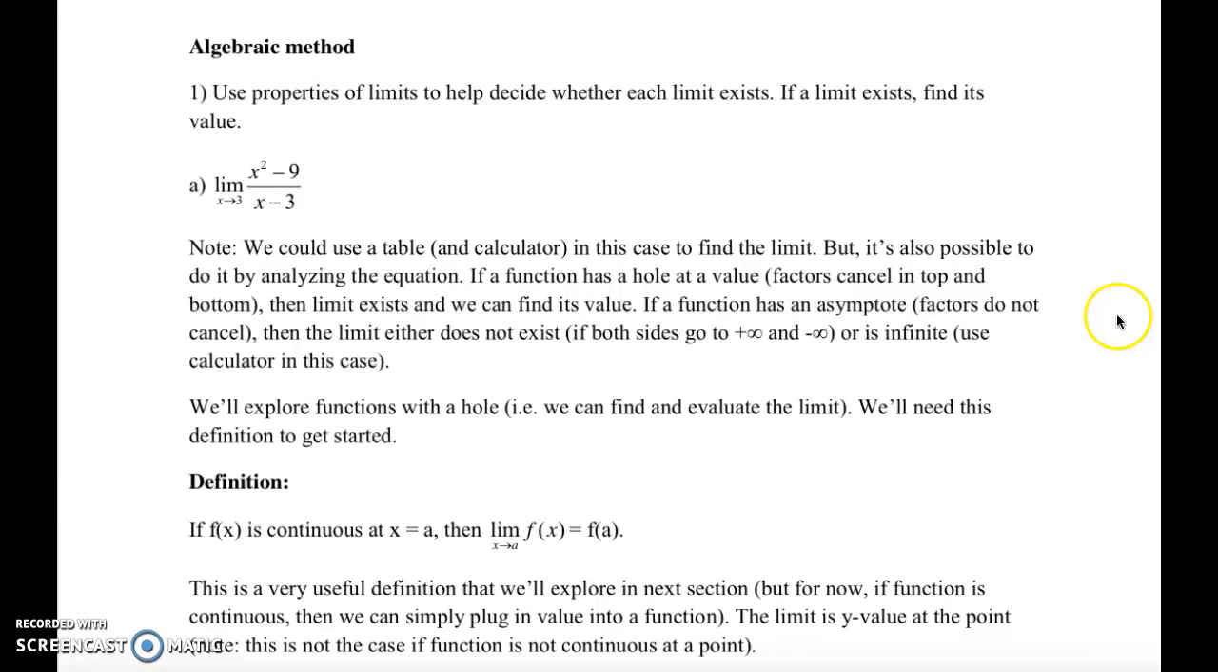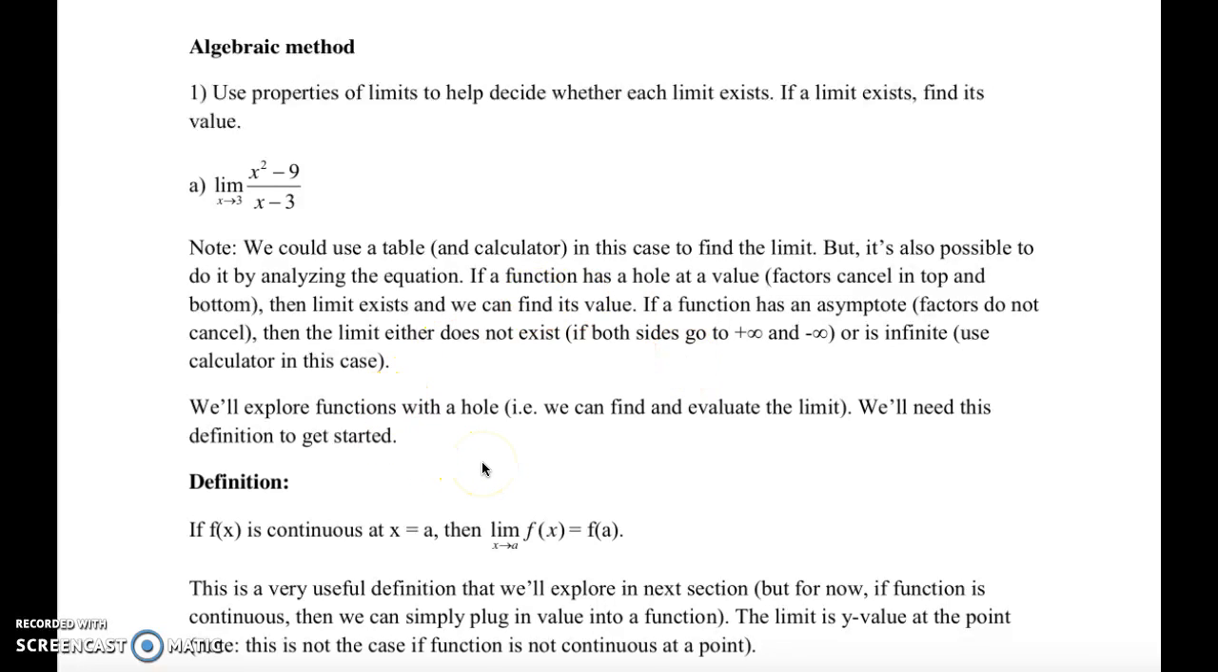We can see that the top, x squared minus 9, factors into x plus 3 times x minus 3. The x minus 3 on the top cancels with the x minus 3 at the bottom, leaving us with just x plus 3. So even though there is an asymptote, we can look at whether or not the limit exists for this function. If we have x plus 3, we can analyze that and get the value 6.